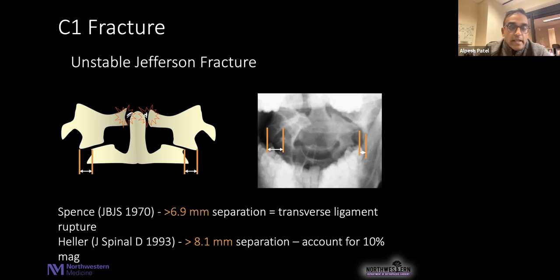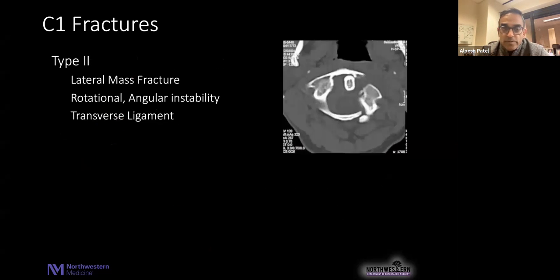There's an anatomic study from which we derive this thing called the rule of Spence, if you've heard of it. So here it's 7 millimeters is the magic number to remember, 6.9 technically from the paper, but 7 millimeters. If there's more than 7 millimeters of overlap on CT, then you likely have a disruption of the transverse ligament. And maybe with X-rays, it's 8 millimeters based on some magnification error from at least one study.